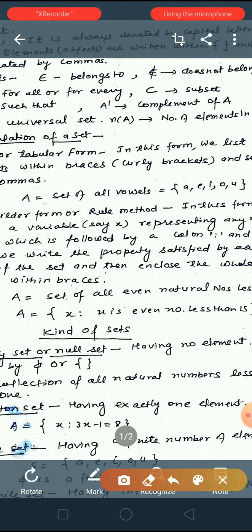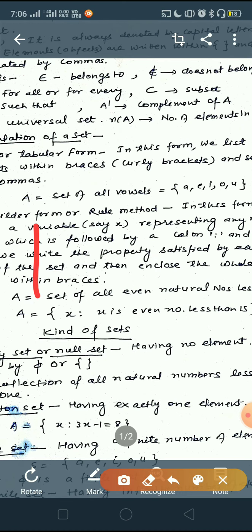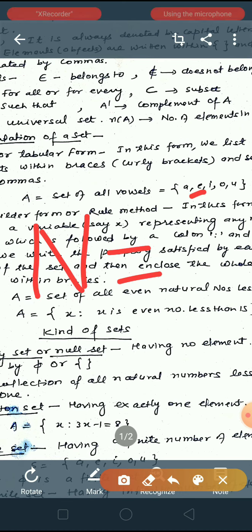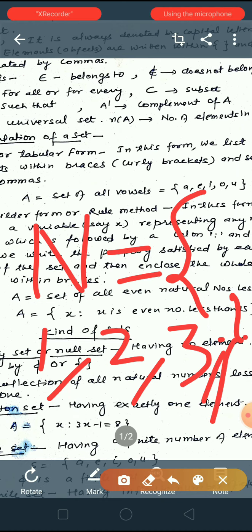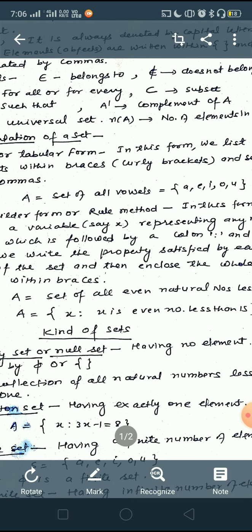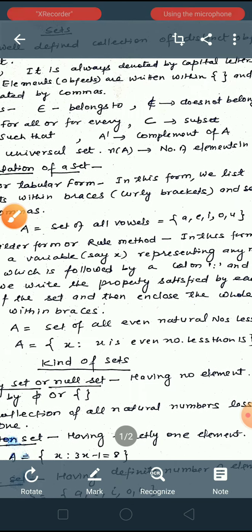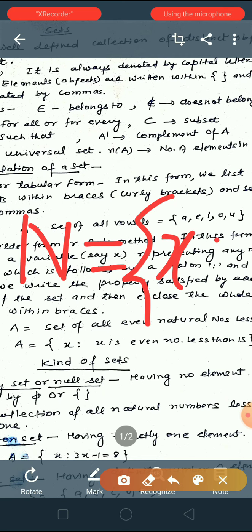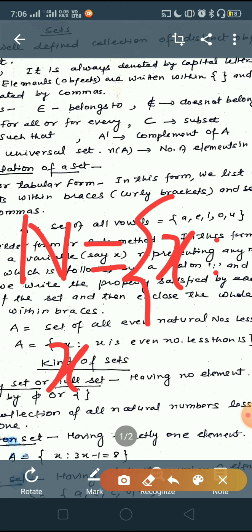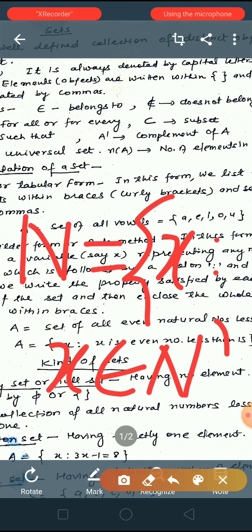Suppose you want to write the set of natural numbers, then in roster form you can write 1, 2, 3 and so on. This is listing enclosed by curly brackets, and if you write it in set builder form, then we write N is equal to x such that x belongs to N.